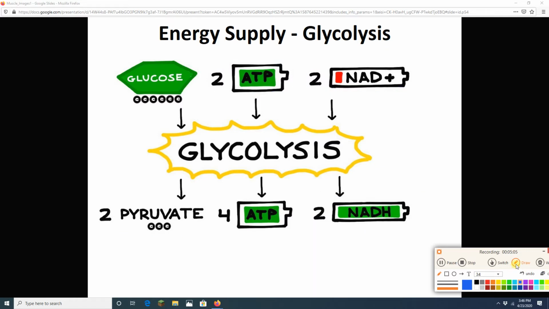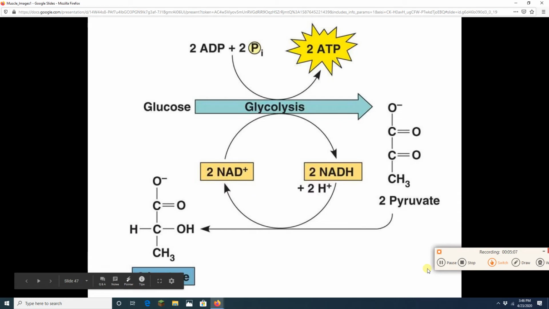And we're going to get to that other way. All right, if we look at this picture here, it's another example of glycolysis. Glucose plus 2 NAD plus is going to end up making 2 pyruvates and then also a net production of 2 ATPs.